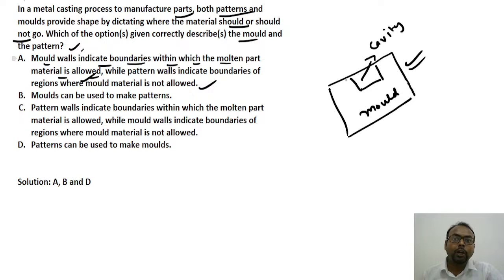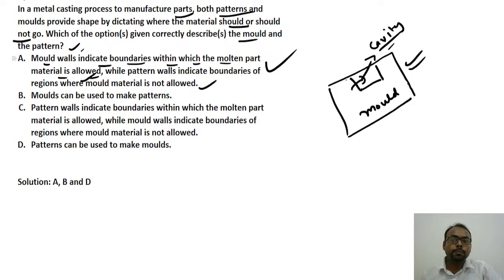And next, what is written? While pattern walls indicate boundaries of the region where mold material is not allowed. So you see what pattern boundaries are actually doing. Pattern boundaries are used to make the cavity. And if the mold material is allowed to come inside this cavity, then we will not be able to produce the required shape that we want to produce. So that is why this option becomes the right option. Why?